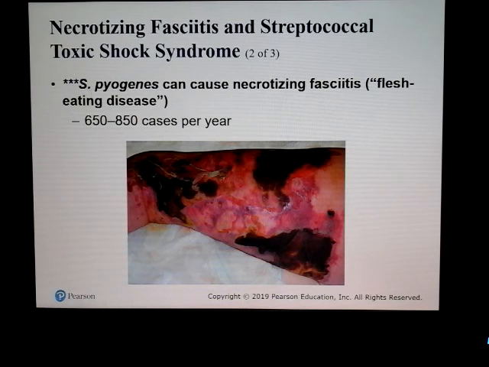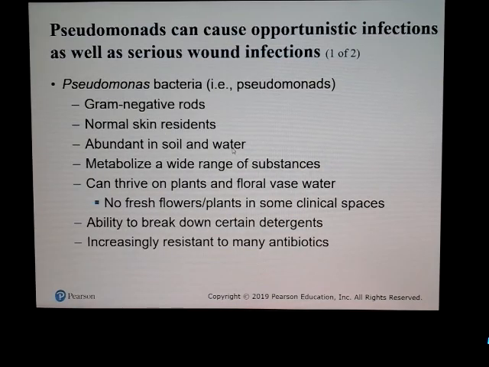Streptococcus pyogenes, S. pyogenes, can cause what's called necrotizing fasciitis or flesh-eating disease. Here's a good example. Look at how the skin is dying or dead, all these purple marks, the skin's peeling off, etc. And there's usually about 600 to 850 cases of this per year.